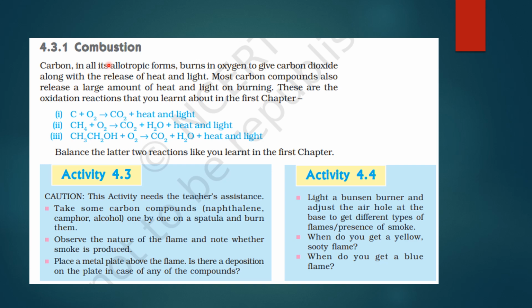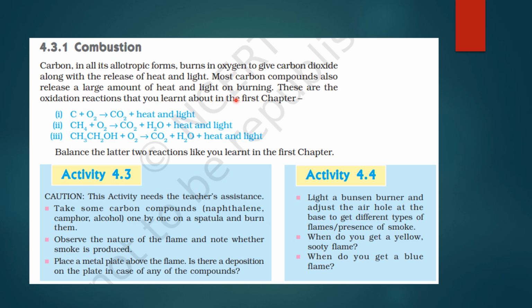So let's begin with the study of combustion. Carbon in all its allotropic forms. We saw the allotropes of carbon, right? Graphite is there, diamond is there, fullerenes, all these we saw in the lecture. You can watch again. So carbon in all its allotropic forms burns in oxygen to give carbon dioxide. Carbon dioxide is released, and heat and light are also given out, right? And most of the carbon compounds also release a large amount of heat and light on burning.